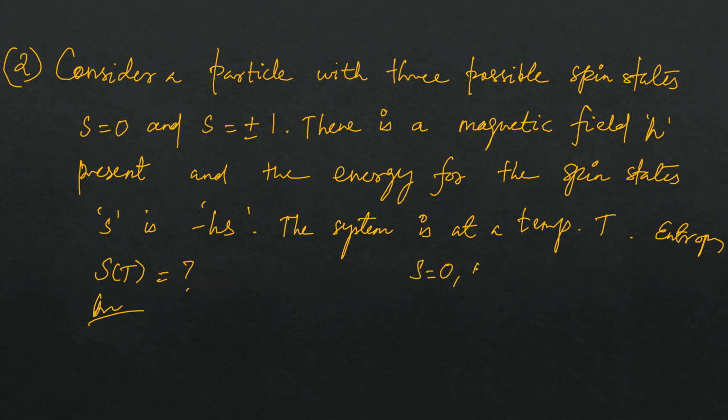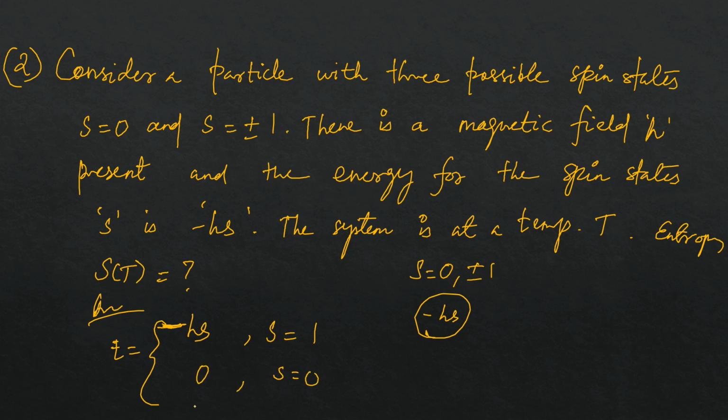Spin is 0, plus or minus 1. Energy for the states is minus HS. That means, I will write, for S is equal to 1, the energy is minus HS. For S is equal to 0, it is 0. For S is equal to minus 1, it is plus HS. Right? Okay, so the partition function we can write down here.